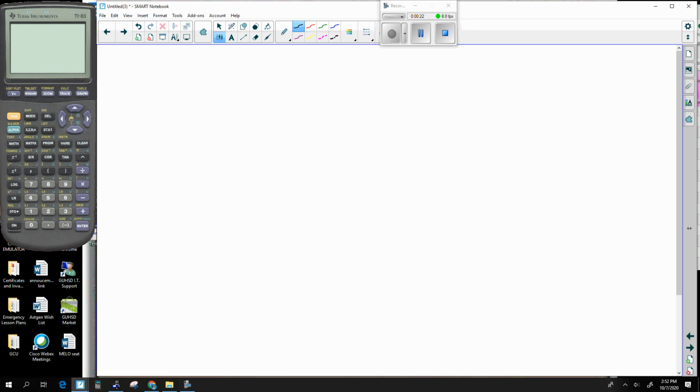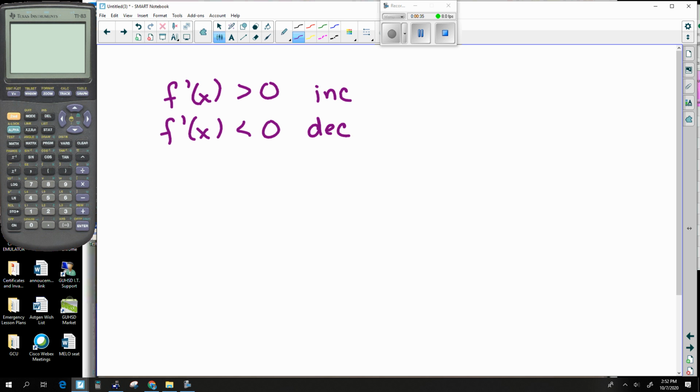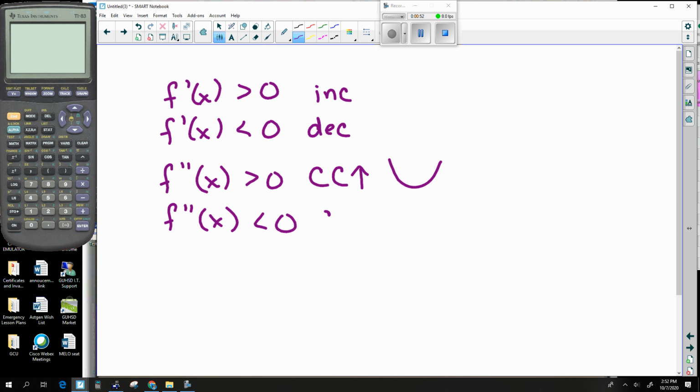Real quick before we get going, what you really need to know is the first derivative. If it's positive, that means the line is increasing. If the derivative is negative, that implies that the line is decreasing. If the second derivative is positive, that implies that it's concave up. If the second derivative is negative, that implies that it's concave down.